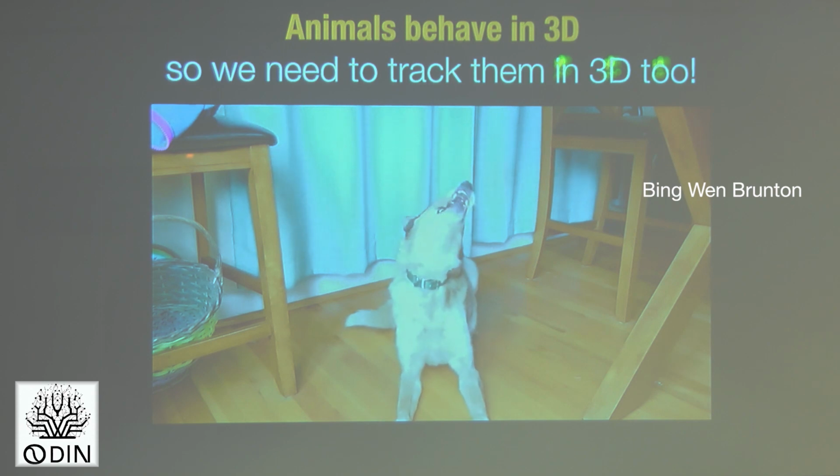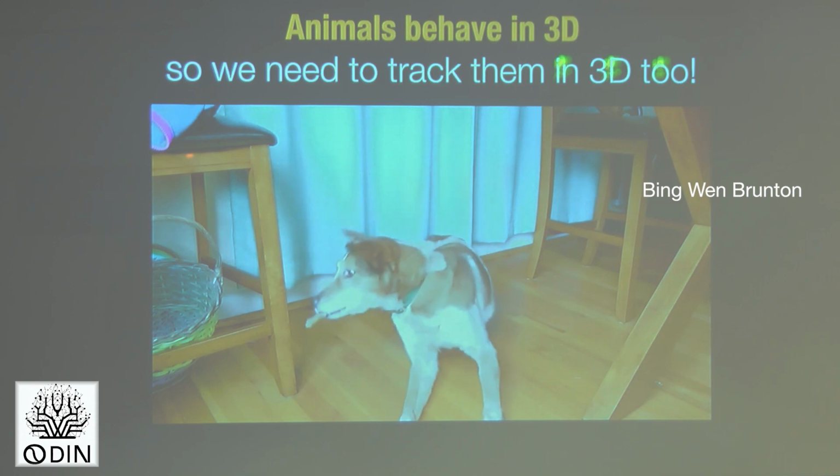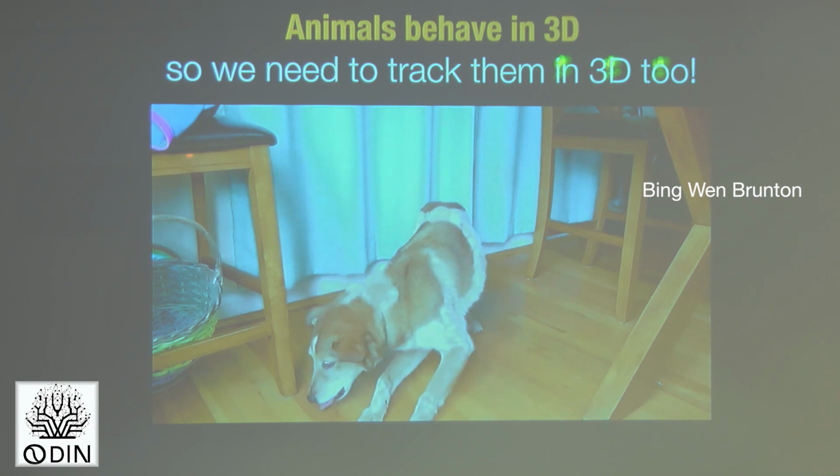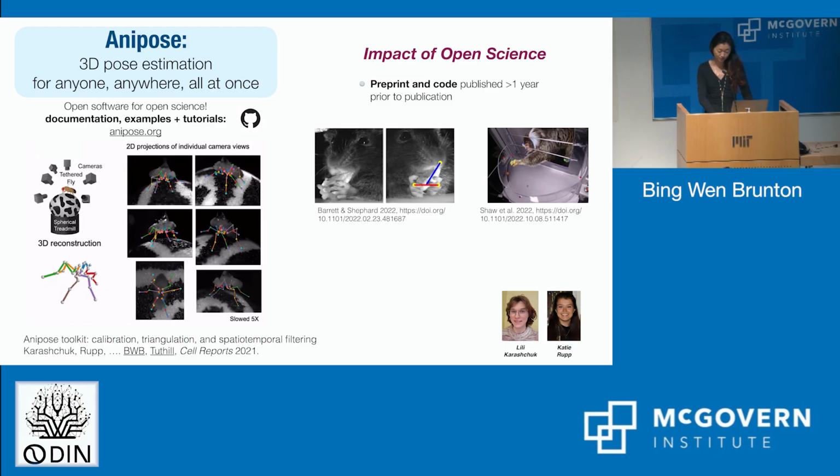So animals behave in 3D, so we need to track them in 3D too. In a separate project, which is also a story about open science, we built a tool called AniPose for 3D pose estimation. AniPose is a portmanteau of animal pose, and we've contributed to the DeepLabCut ecosystem with this tool. Anyone who's already using DeepLabCut for 2D pose estimation, if you add a couple of extra cameras, can use AniPose to do 3D pose estimation.